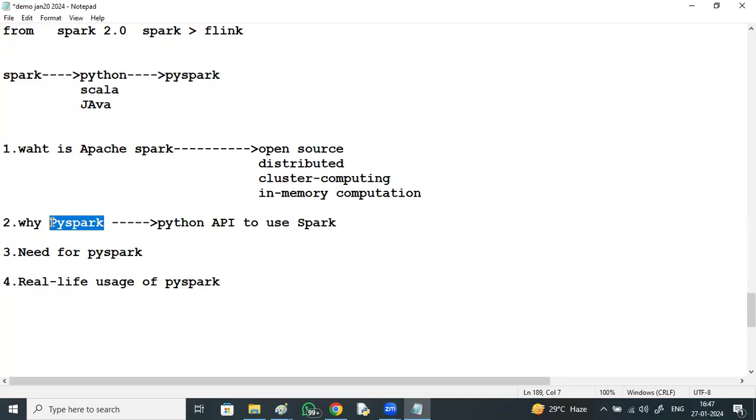Need for PySpark: a huge amount of data is being generated. This data consists of hidden patterns, unknown correlations, and market trends, and from that we need to extract useful information. So we require tools for performing multiple tasks on very huge data sets. PySpark is such a tool. Combining Python and Spark is an efficient way of handling big data.